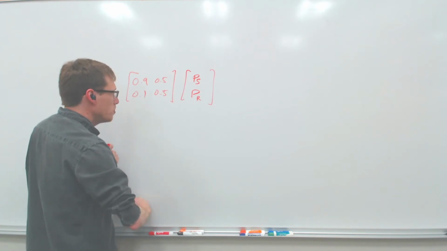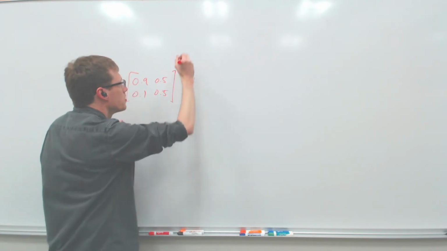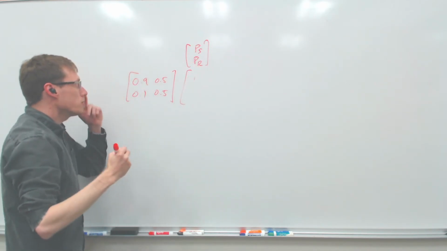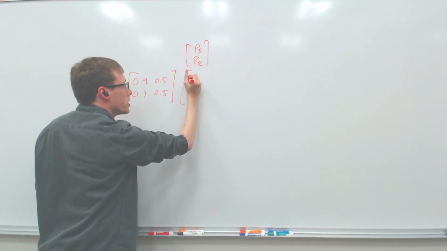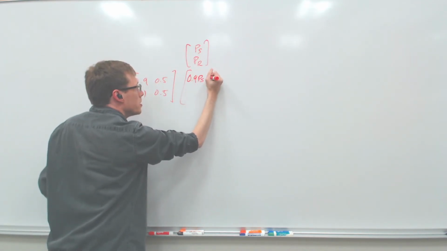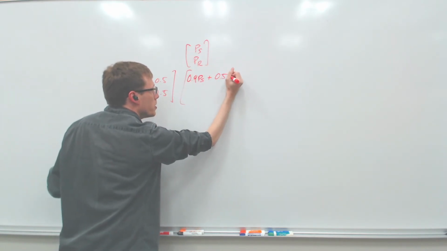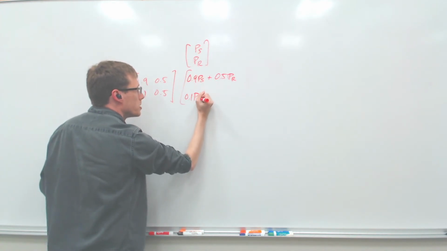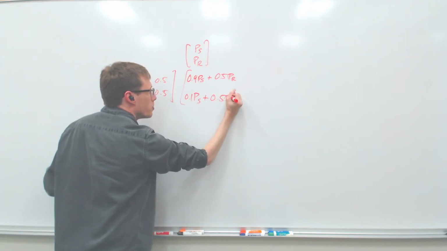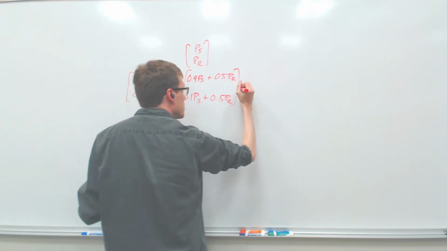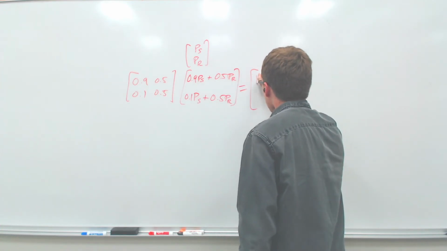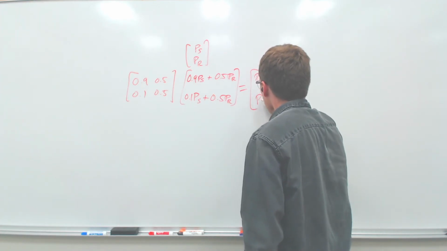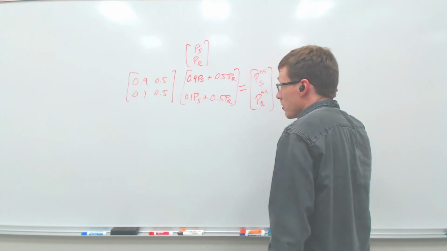So we got to move this guy up above. P sunny, P rainy. And now we got to do this multiplication. So we get 0.9 times P sunny plus 0.5 P rainy. And then we have 0.1 P sunny plus 0.5 P rainy. And guess what? These are exactly the probability of sunny at n plus 1, and probability of rainy at n plus 1.